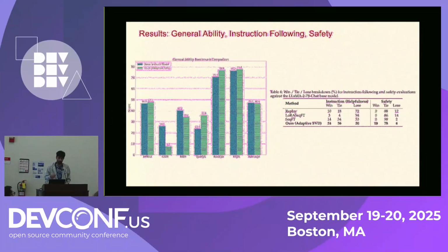But our model, in fact, is better than the base instruct model. So you can see that it wins 24 times, loses only 20 times in instruction following, and there's a tie 56 times. Similarly, for safety, it wins 18 times, loses only 4 times, and tie is 78. So it's, in fact, better than the base instruct model.